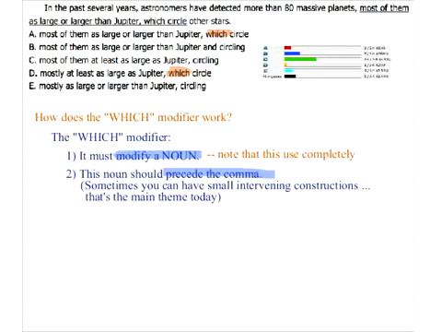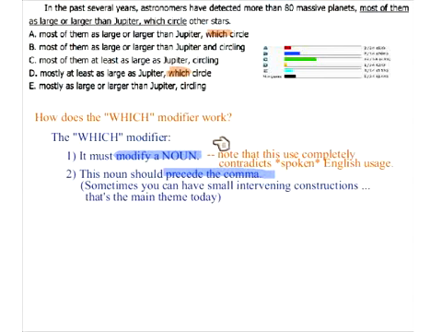In spoken English, the word which is almost always used to modify an entire clause. For instance, in spoken English, people will say sentences like, there was a big accident on the freeway, which means I'm going to be late. In spoken language, that's considered acceptable, but not in written language. In written language, it has to modify a noun.